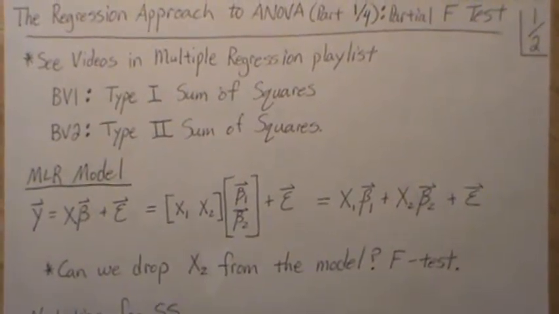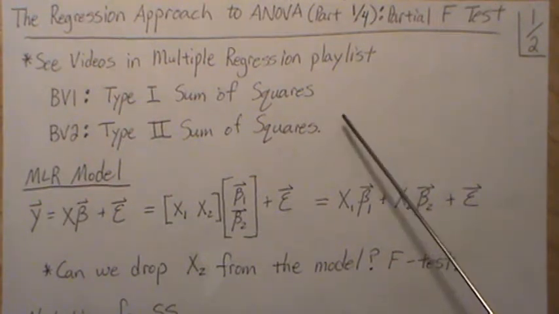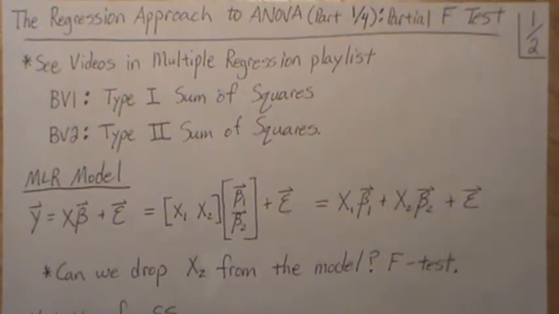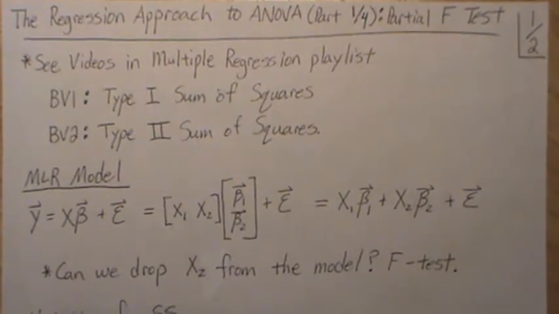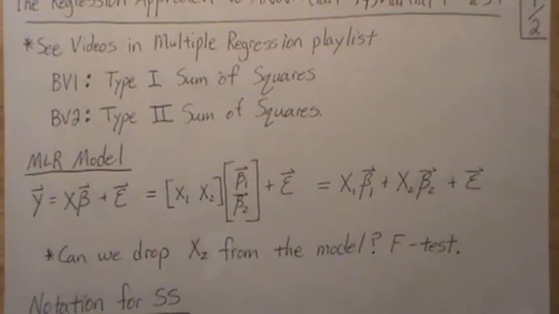One of the questions that we ask is, can we drop X2 from the model? We developed the partial F-test in these videos. The question is, are these regressors helping above and beyond what's already in the model? That's one of the real questions.